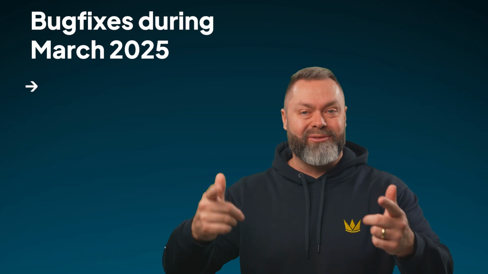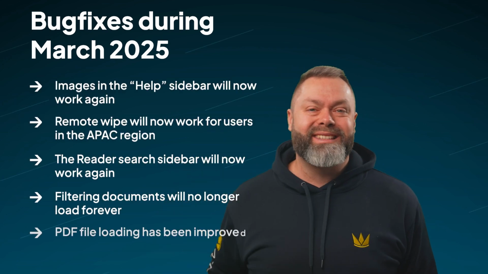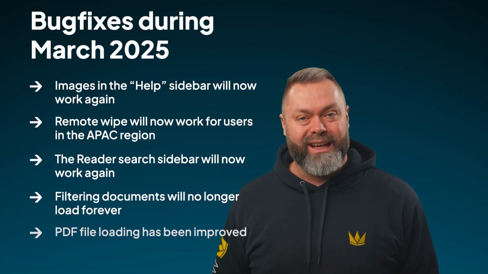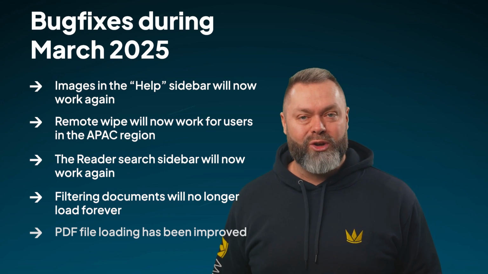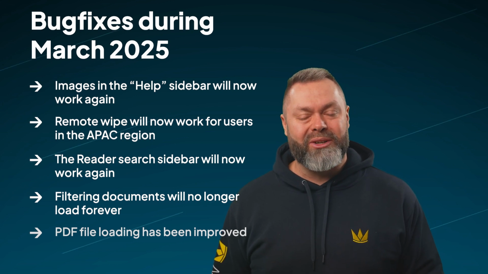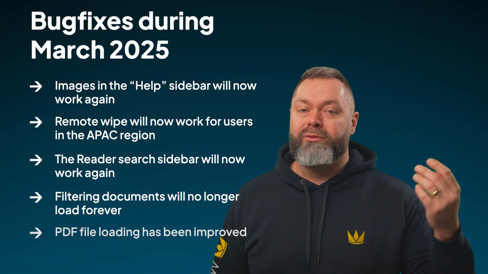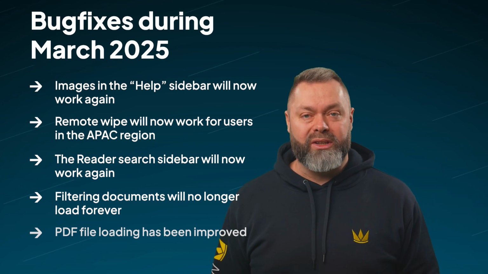Bug fixes, right here, right now. Images in the help sidebar will now work again. We had an issue with linking to the correct images on the server. That is now fixed. So now you can get the help right there on the sidebar whenever you need it.